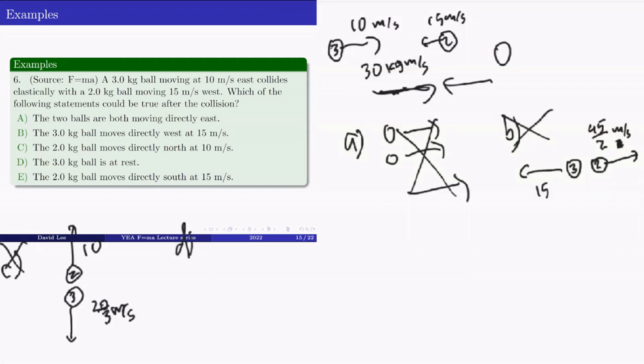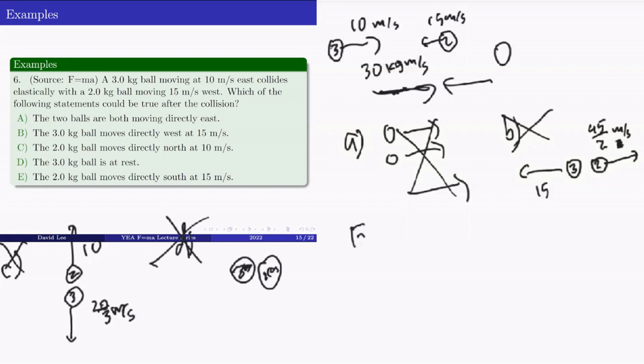What about D? The 3 kilogram ball is at rest. Well, if the 3 kilogram ball is at rest, in order for momentum to be conserved, the 2 kilogram ball must also be at rest. But this has 0 kinetic energy, so clearly we lost some kinetic energy in this collision. So this can't be the case.